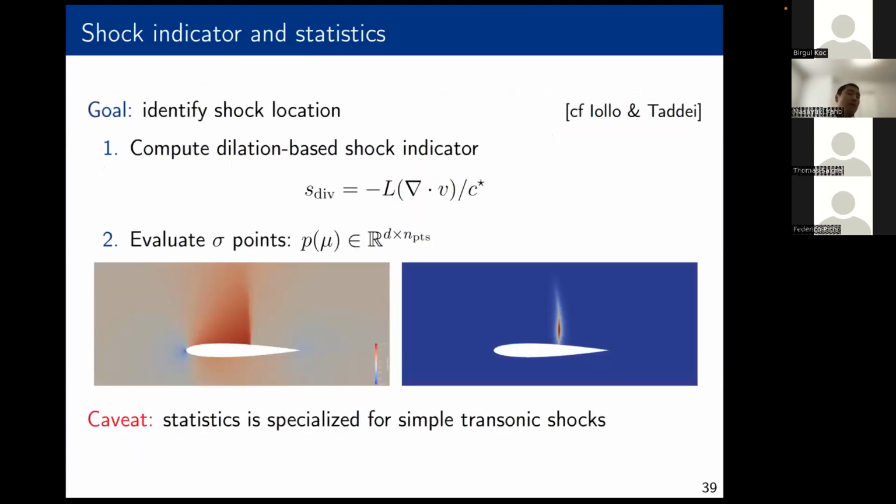We also need a way of identifying the shock location, okay, to identify the appropriate map. So we start with a solution like the one shown on the left and compute the dilatation-based shock indicator, which measures the divergence of the velocity, which highlights the region where shock is located. And then we further reduce this to just simple statistics by introducing these sigma points, which are the orange points that characterize the location of the shock. I should emphasize that in our current formulation, this statistics is very simple, and it is specialized for this type of simple transonic shocks.